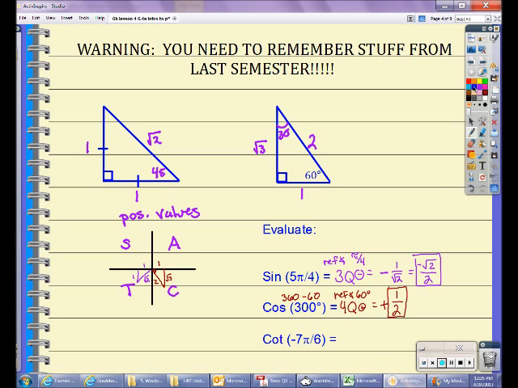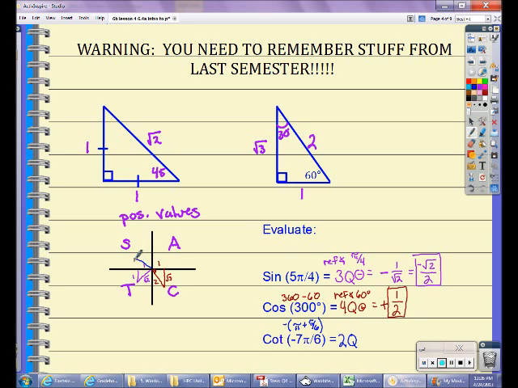And lastly, I'm going to have cotangent of negative 7 pi over 6. Ooh, it's a negative angle. Yes, you're going to be dealing with those. Negative means I'm going to be going clockwise. 7 pi over 6 is a little bit more than 180 degrees, so it's negative pi plus another pi over 6. Because 6 pi over 6 plus pi over 6. So a little bit more than 180 degrees clockwise gets me into the second quadrant.